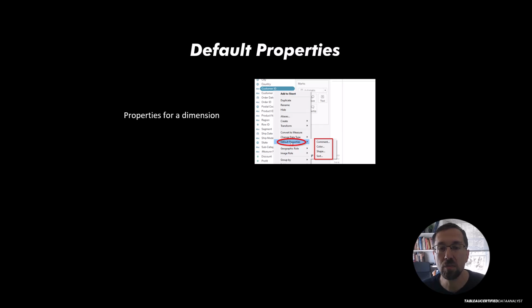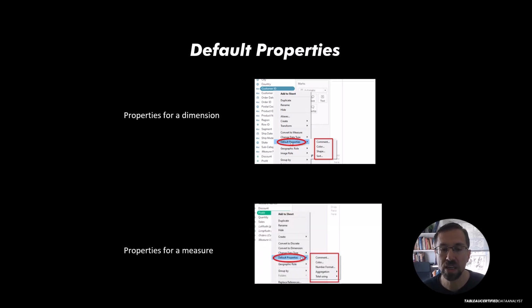We're going to start talking about default properties. So first, there are a set of properties that you get when you're looking at a dimension. Here we can set a comment, color, shape, and sort. Those are the properties for a dimension. The properties are not the same as for a measure. We see with a measure, we have comment, color, number format, aggregation, and total using.